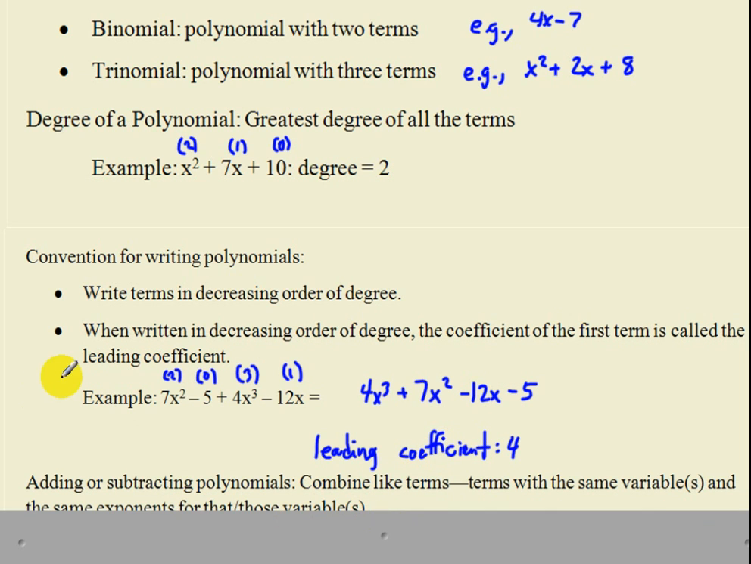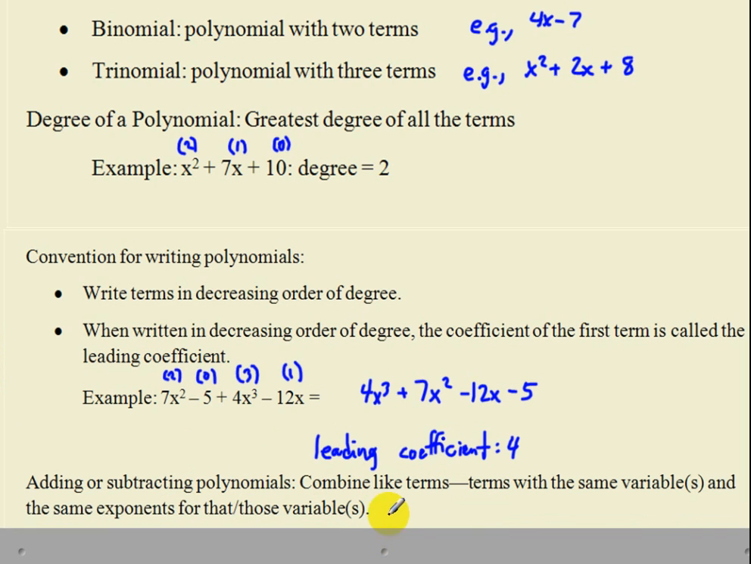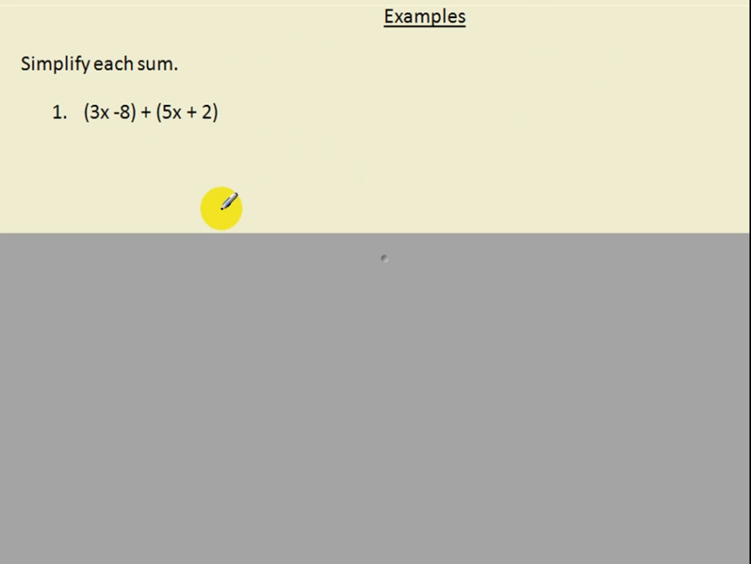All right. Now, adding or subtracting polynomials, which is the point of this section. In order to do this, we're going to combine like terms. We've already worked with this before, so this shouldn't be terribly new. So this is when you combine terms that have the same variables, and those variables have to have the same exponent for each variable. All right, so let's look at some examples here.